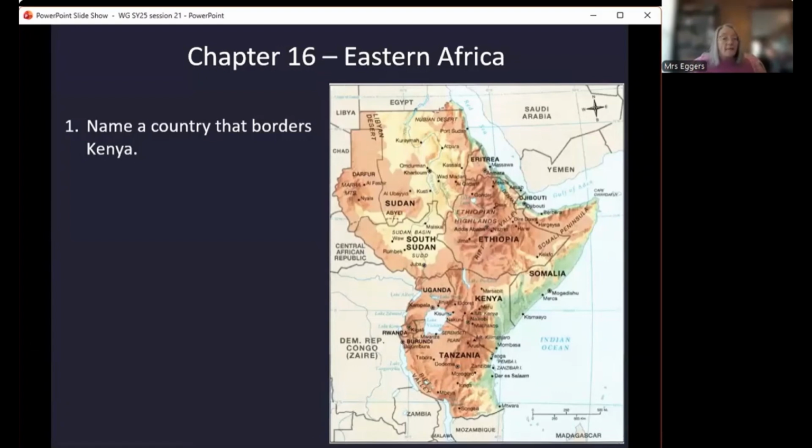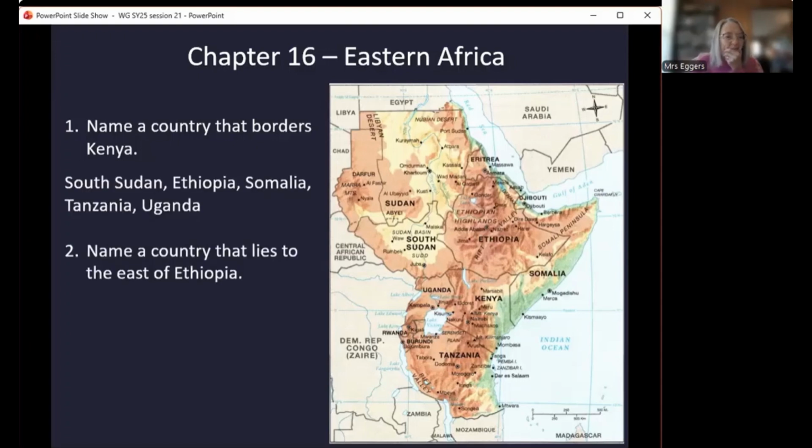Eastern Africa. Name a country that borders Kenya. Little map reading practice. Somalia does. Somalia, Ethiopia, Uganda, South Sudan, nice. Tanzania, I think we got them all. Nice. Did I go in a certain order? Maybe I did.